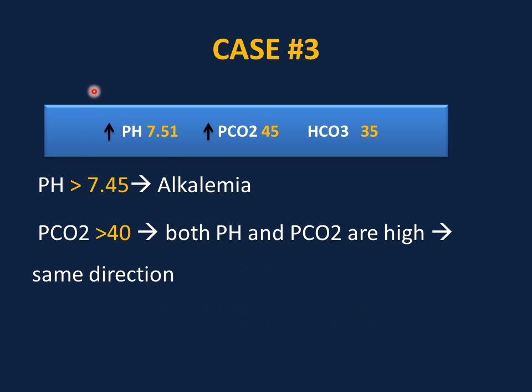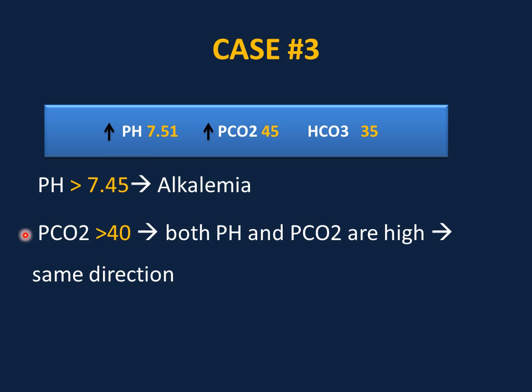Case number 3. The ABG here shows the pH is 7.51, which is elevated, and the PCO2 is 45, more than 40, which is elevated. So you have both pH and PCO2 elevated in the same direction. This is a metabolic case. So the pH is more than 7.45, which is 7.51. So this is a case of alkalemia.